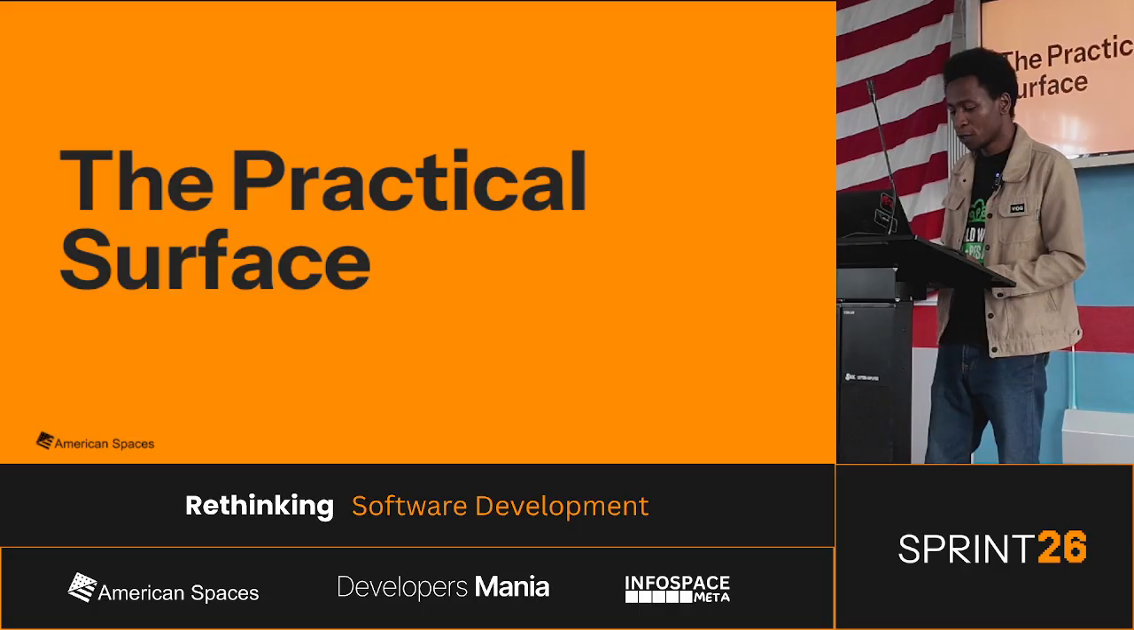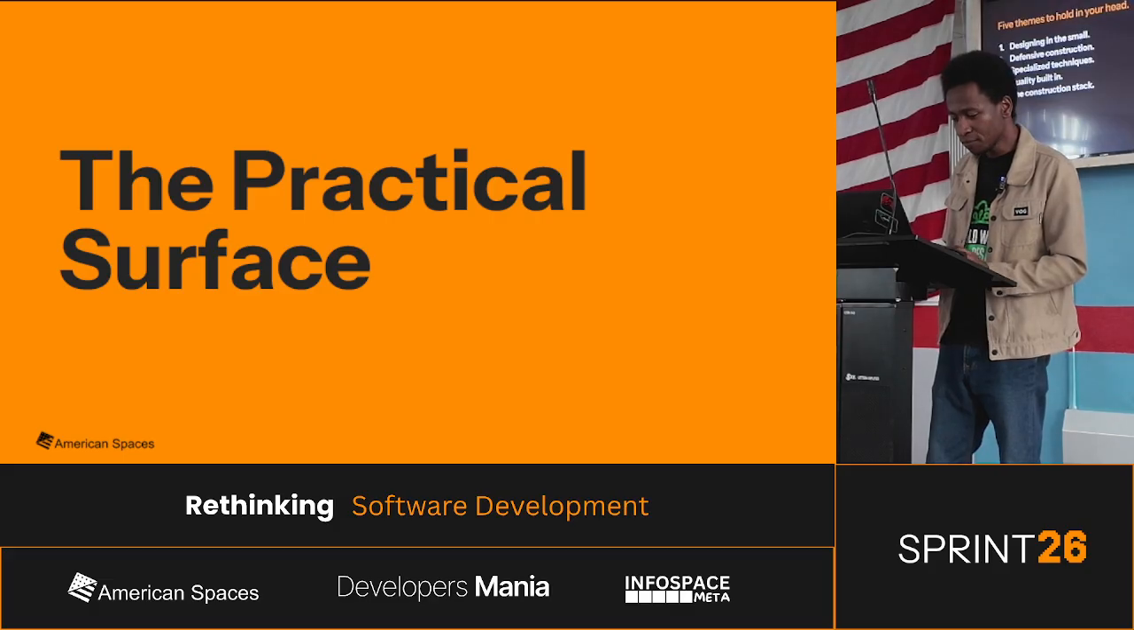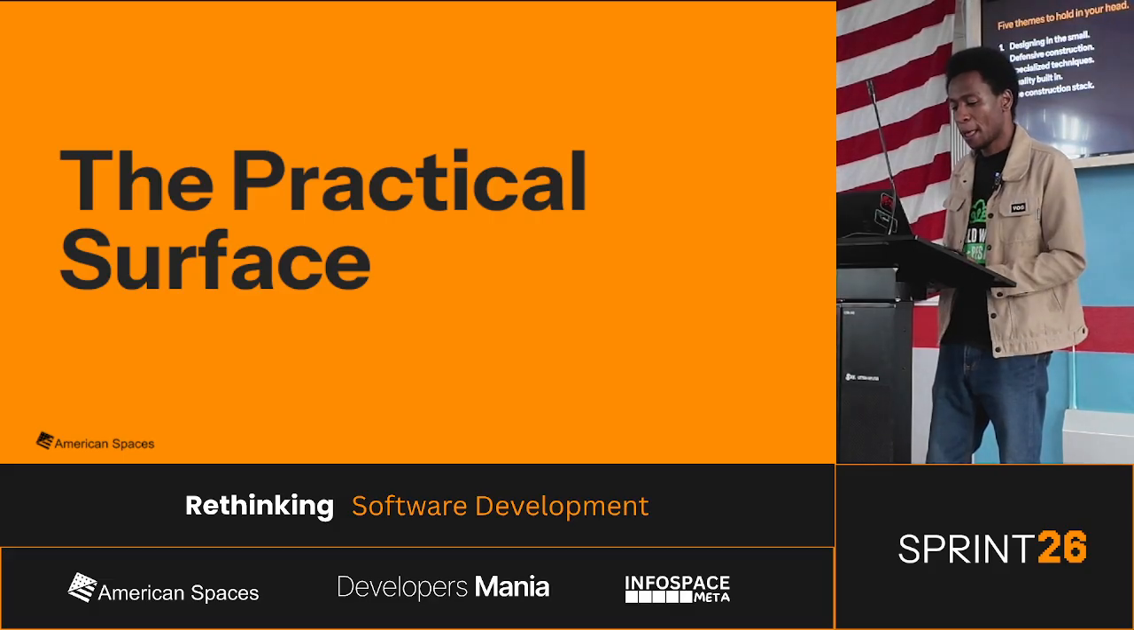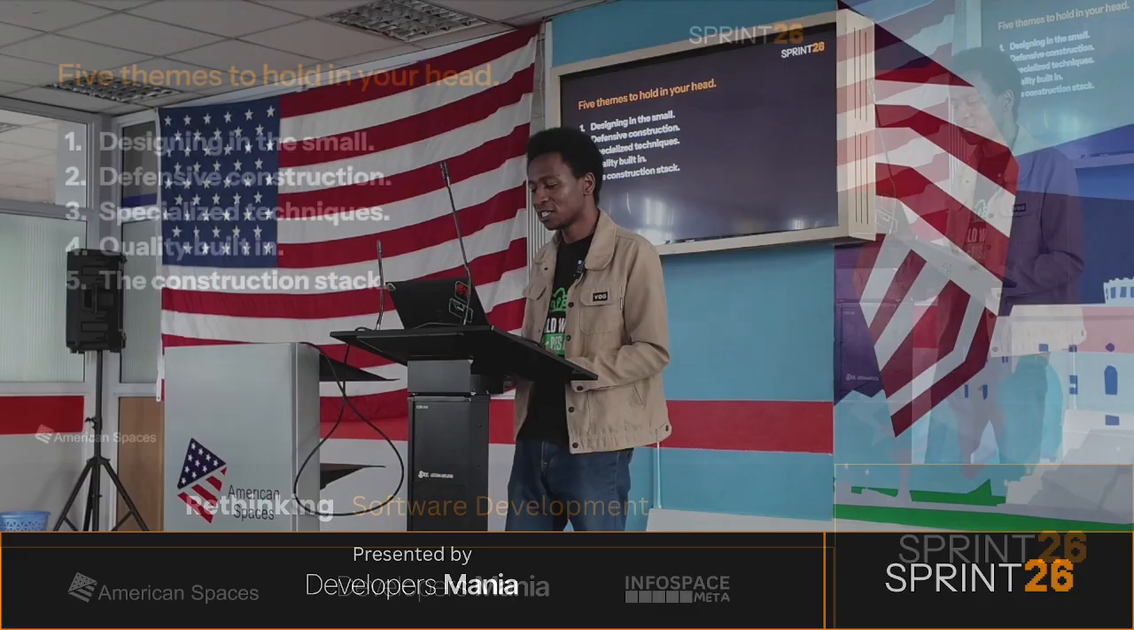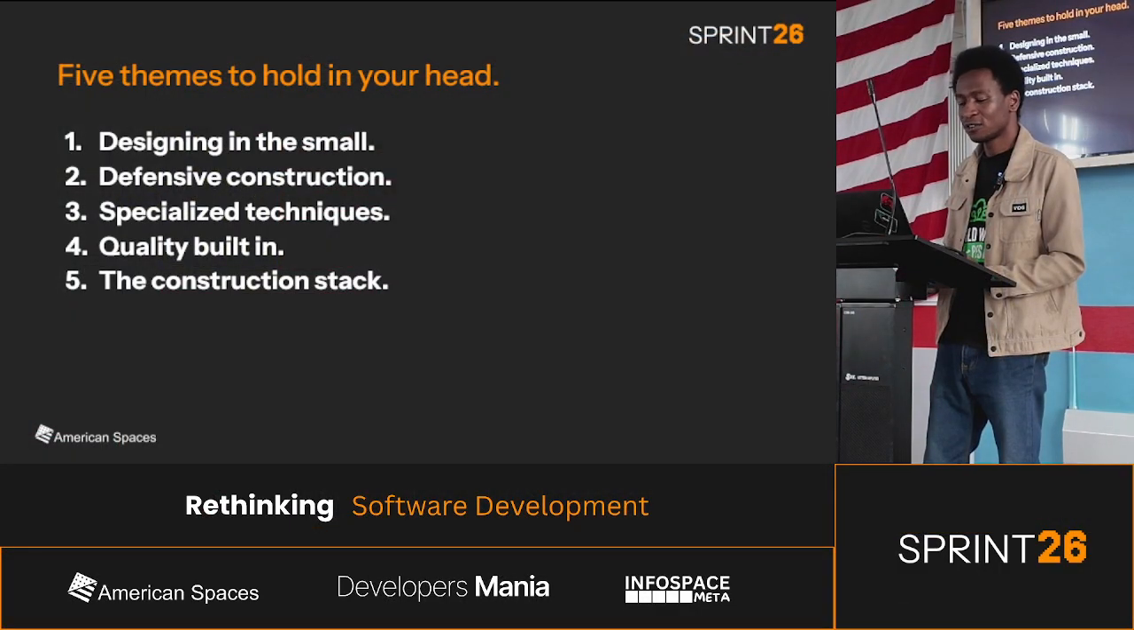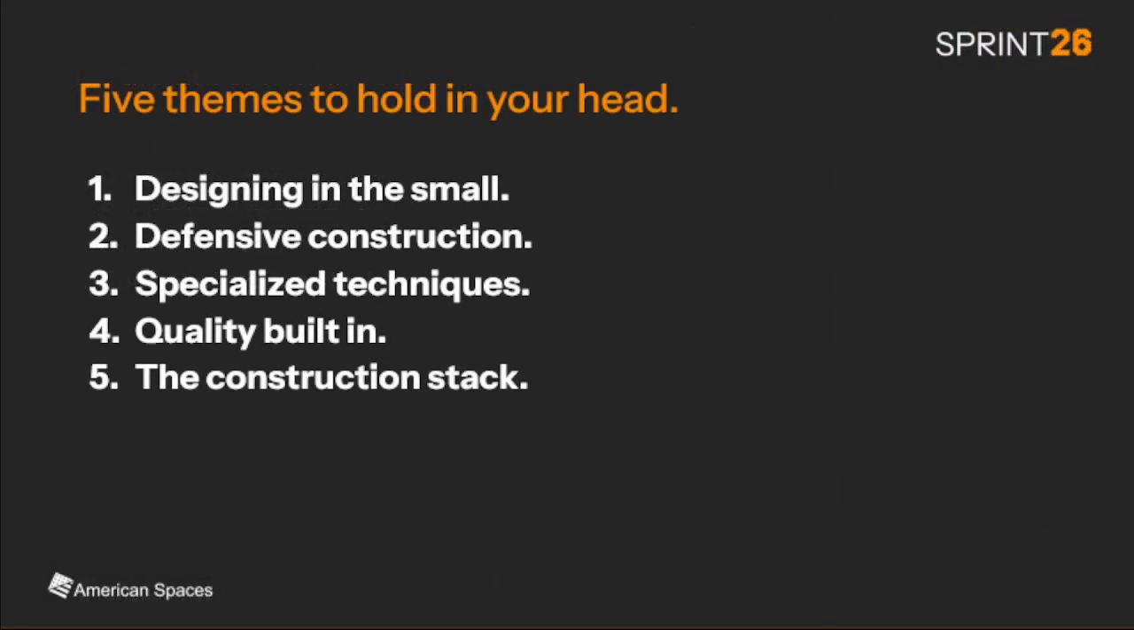So the practical surface. We are going to see the practical side of it. So the 5 themes to hold in your heads: 1, designing in the small. 2, defensive construction. 3, specialized techniques, quality building, and construction stack. So our guide, the SWEBOK, the software engineering body of knowledge, has highlighted the 5 themes to hold in your head. 1, designing in the small.